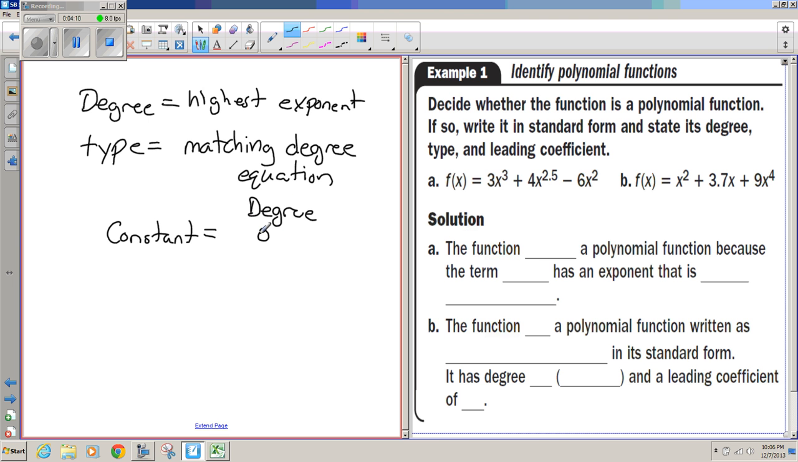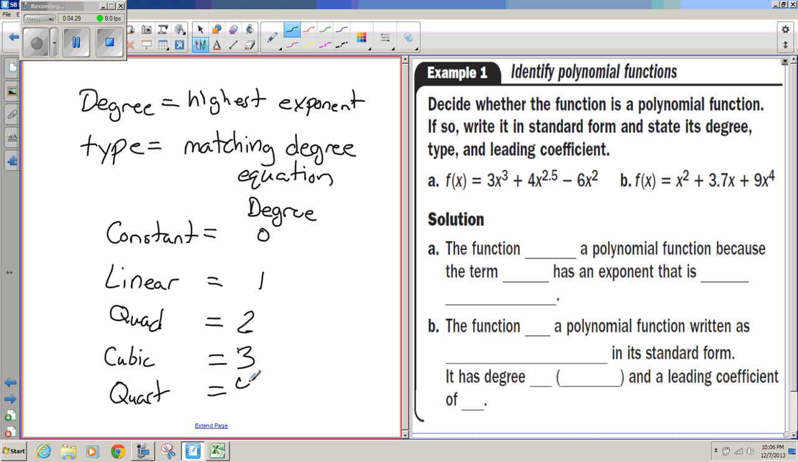has a degree of 0. Linear has a degree of 1. A quadratic has a degree of 2. A cubic has a degree of 3. And a quartic has a degree of 4. And that's where we're going to stop. So you should be able to look at any equation now and find the highest exponent to tell its degree, and the type by matching what type of degree it is.